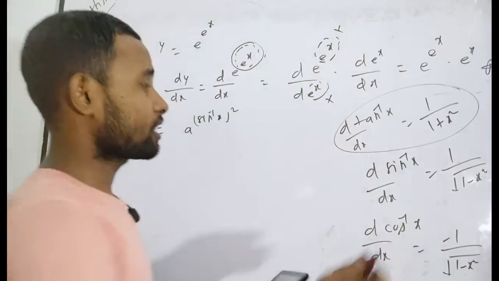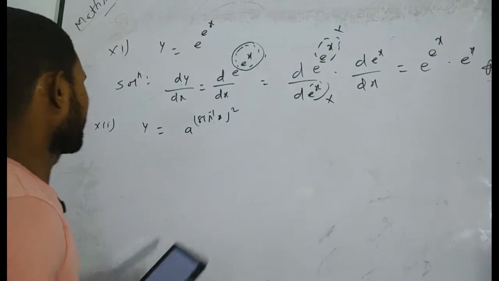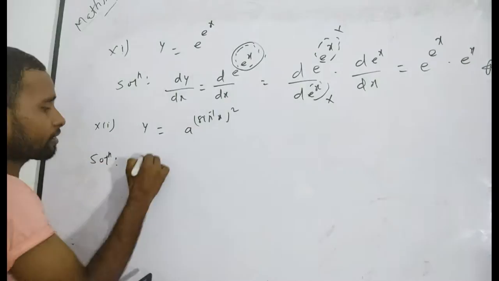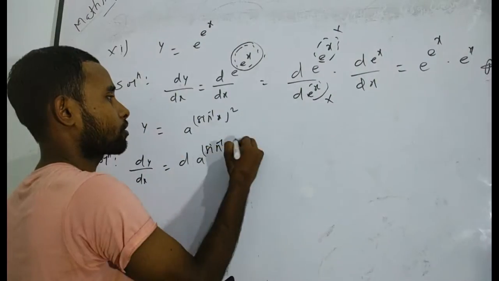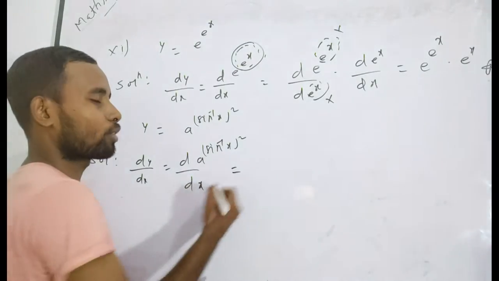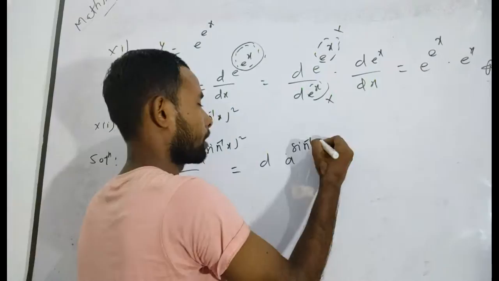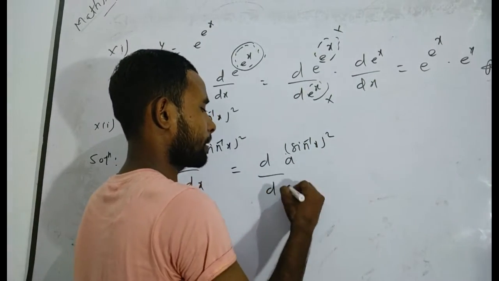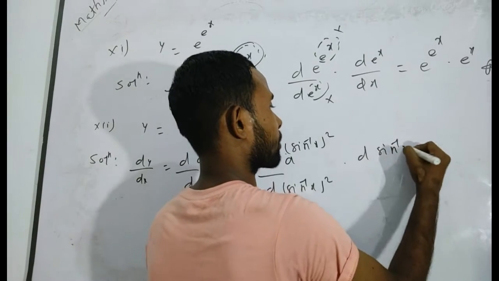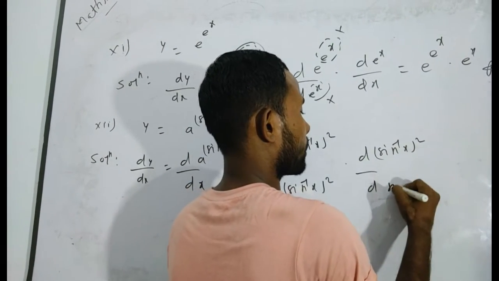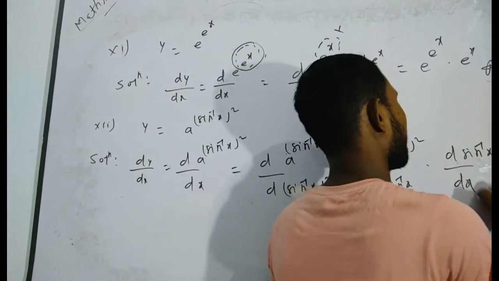Now if you write this formula in your notes, I want to run this part and start with the question. First of all, you have to differentiate this function with respect to x. In that case, you will get derivative of a to the power sine inverse x whole square with respect to x. As you know, you can't differentiate directly, so you have to differentiate a to the power sine inverse x whole square with respect to which function? Sine inverse x whole square. Again, you have to differentiate sine inverse x whole square with respect to which function? Sine inverse x. Again, you have to differentiate sine inverse x with respect to x.